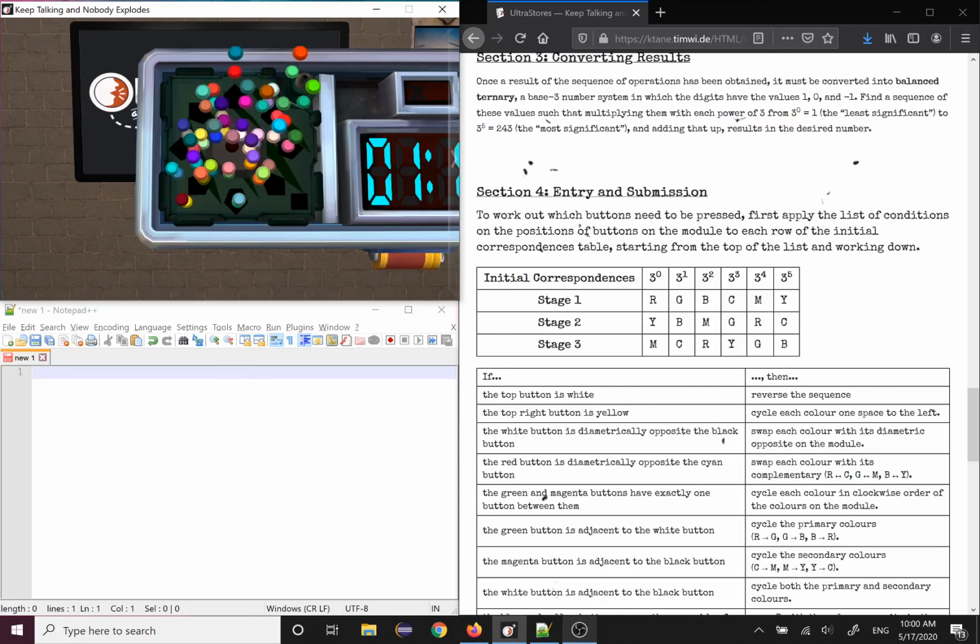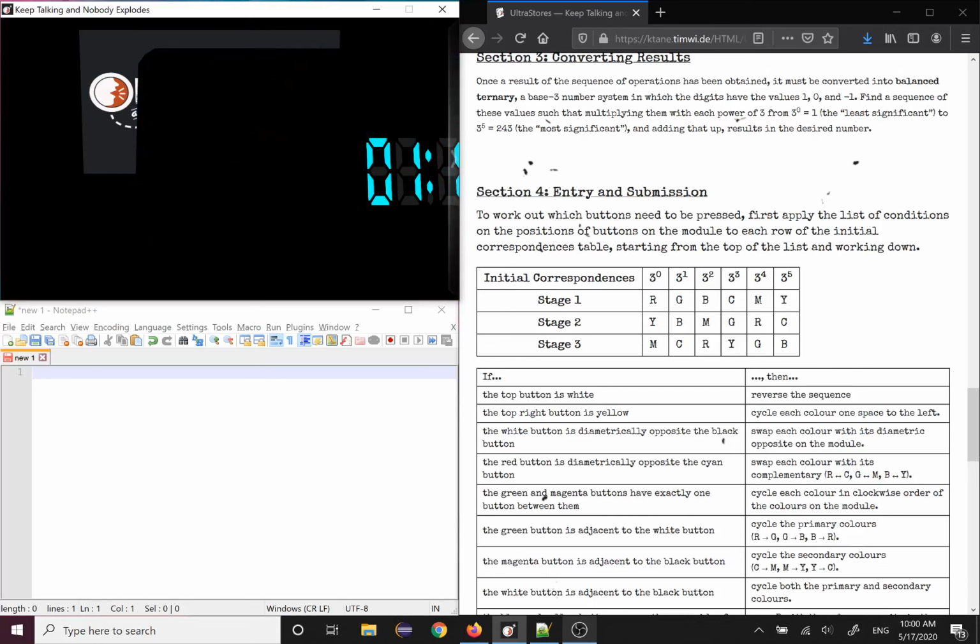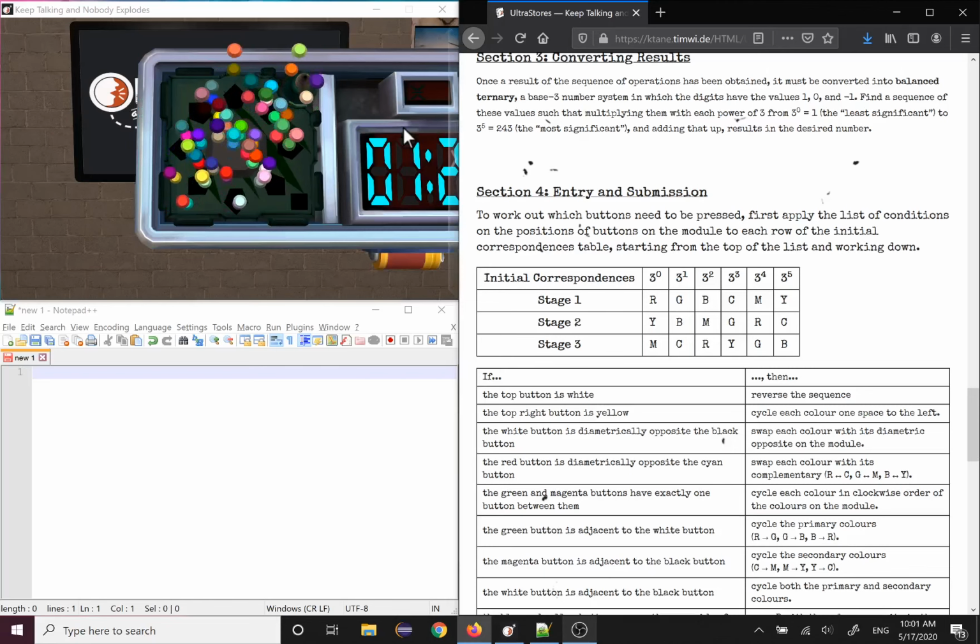But the most difficult part of the module, at least when learning it, is reading the rotations. So that's what I will be focusing on in this tutorial. I will also go over the calculations and other parts of the module, of course, but the rotations are certainly the focus of this module.